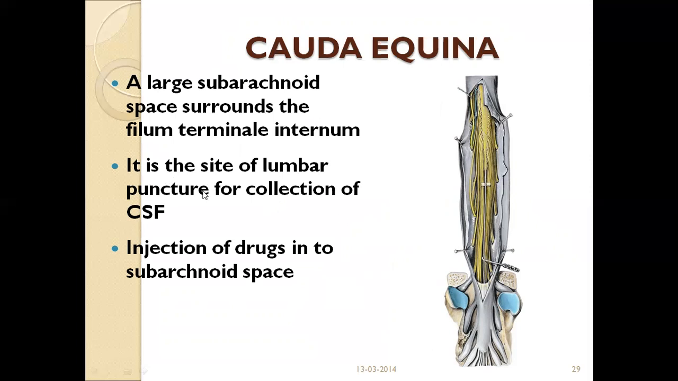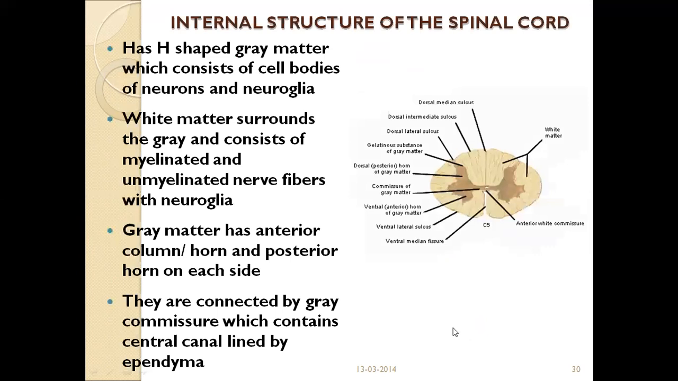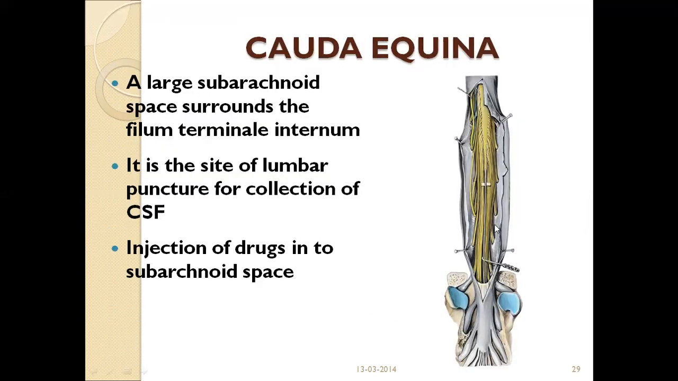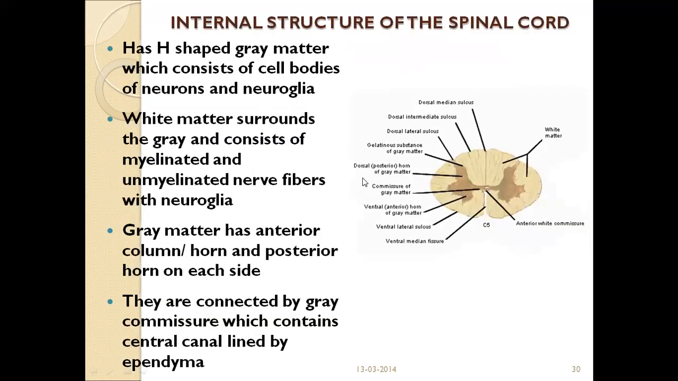Okay, it is the site of lumbar puncture for the collection of CSF. We can also inject drugs in the subarachnoid space. Basically, the cauda equina will have a bundle or bunch of nerves involving L2 to L5, S1 to S5 and coccygeal one. All these nerves form a ponytail-like bundle which is called the cauda equina.